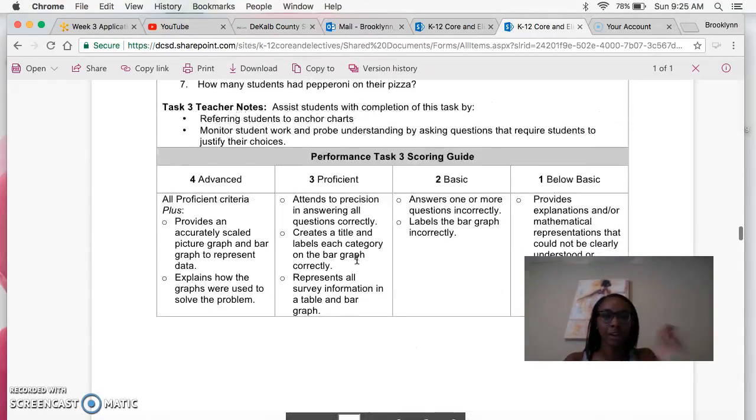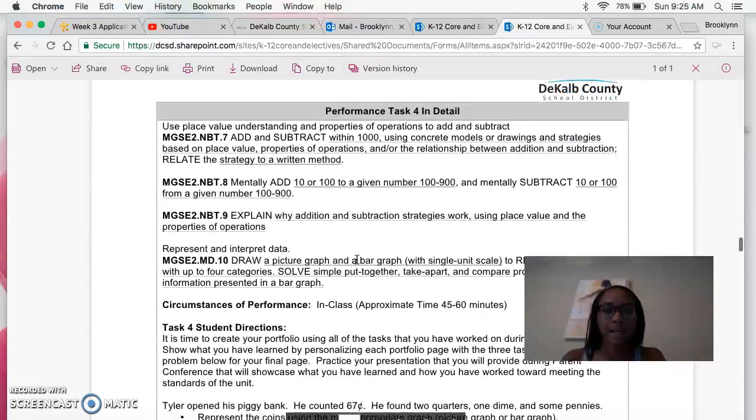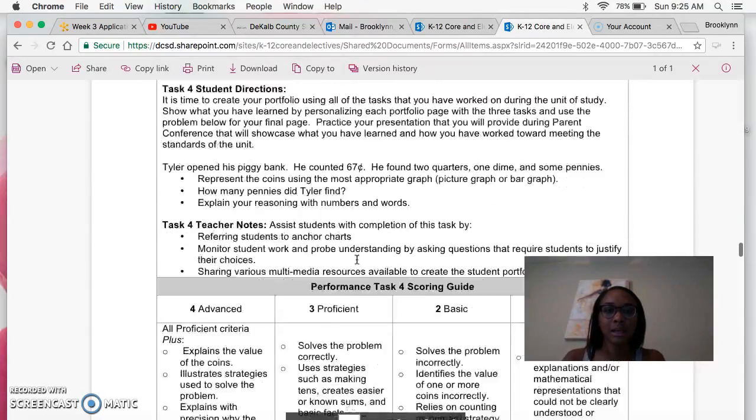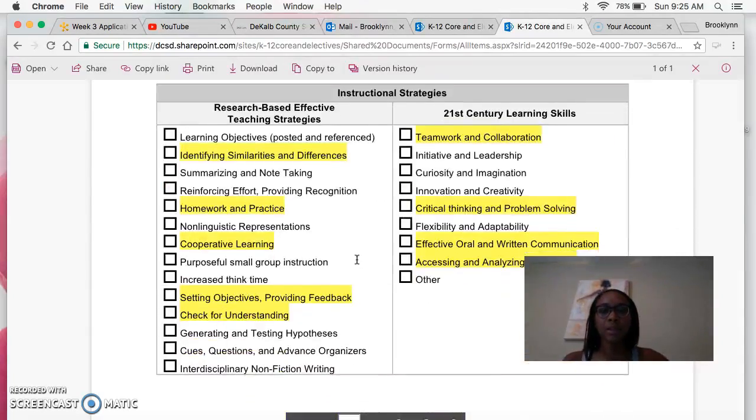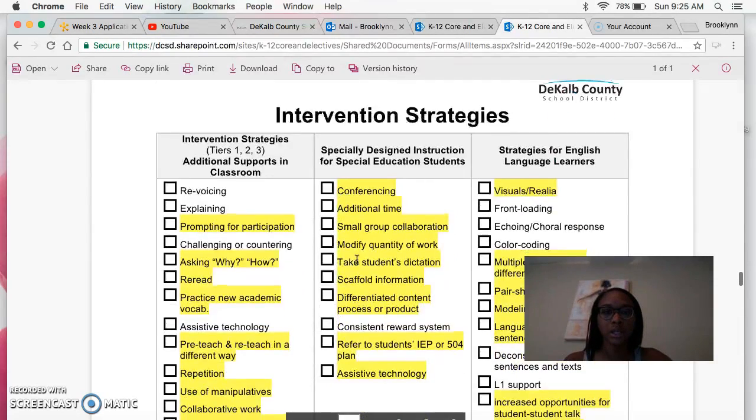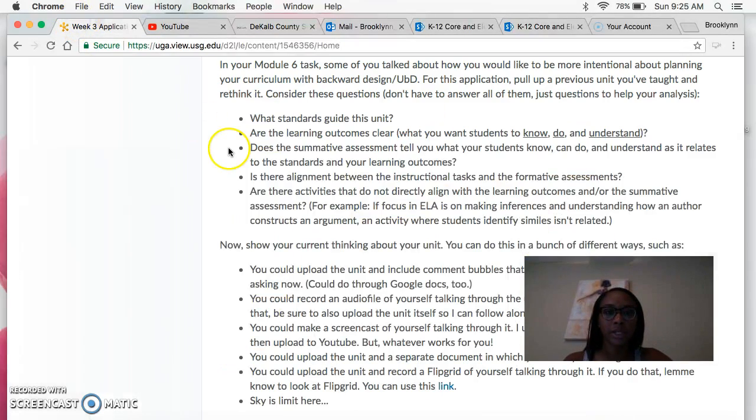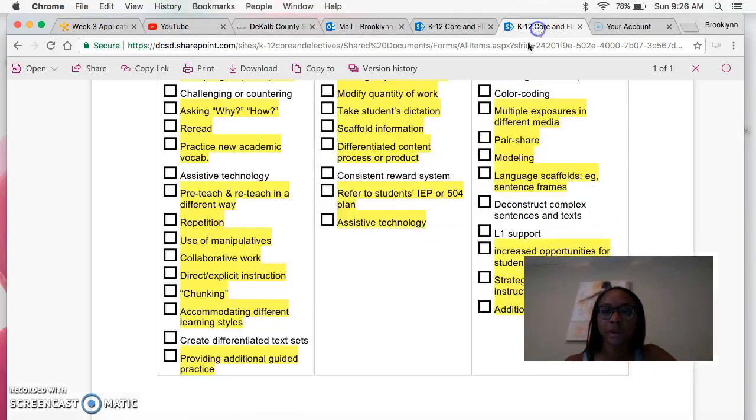Okay, so these are just more of the task, and this is the last task. So the instructional strategies, yada, yada, yada. Let's see what other question I might not have asked. I talked about the summative assessment. I talked about the learning outcomes, I believe, that students should be able to regroup when they're adding or subtracting.